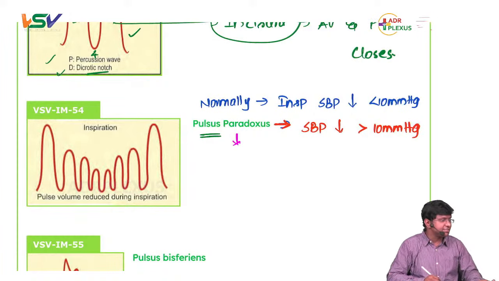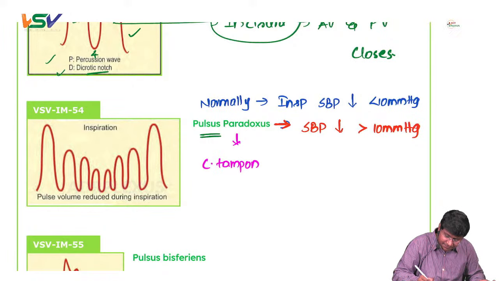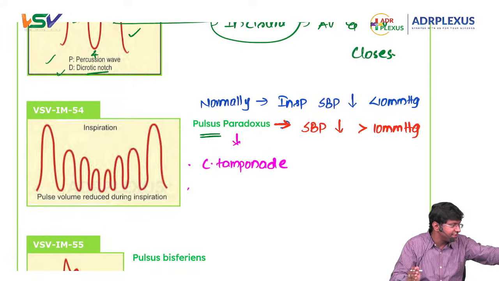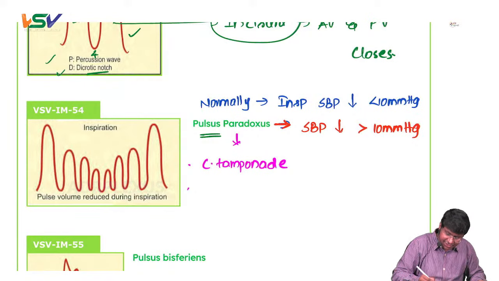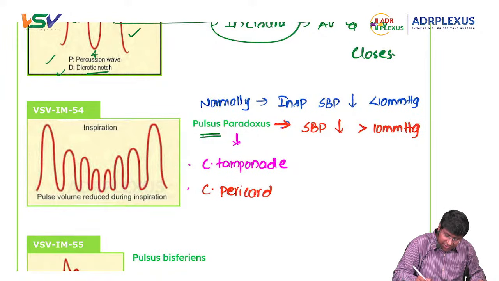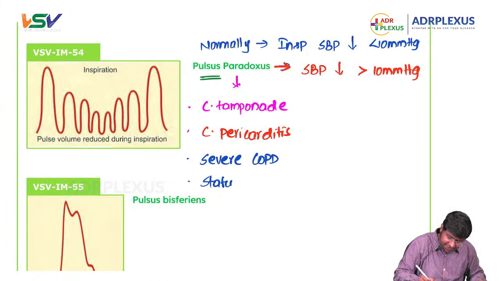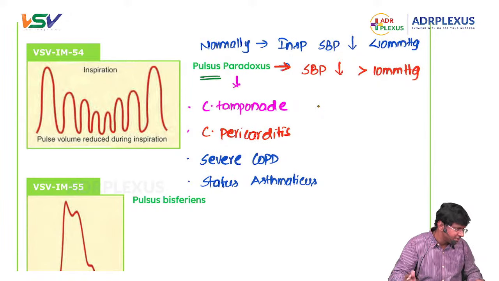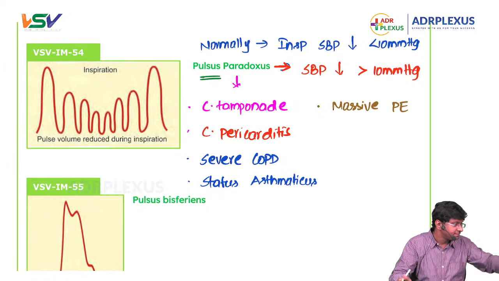Now tell me, what are the conditions where you will have pulsus paradoxus? That is in cardiac tamponade. What are the other cardiac conditions? Occasionally you can also have this in patients with constrictive pericarditis. What are the respiratory conditions? It is observed in severe COPD and in status asthmaticus. What are the other conditions? Very good, massive pulmonary embolism. Next, any physiological condition where you can have pulsus paradoxus? Very good, that is pregnancy.